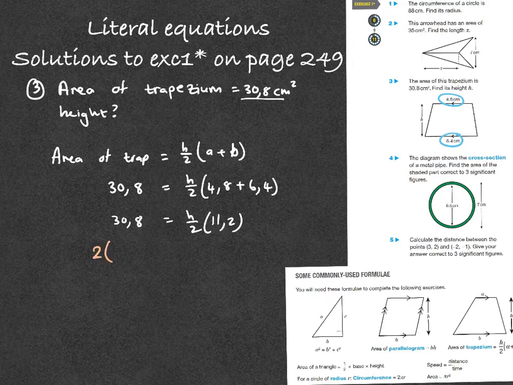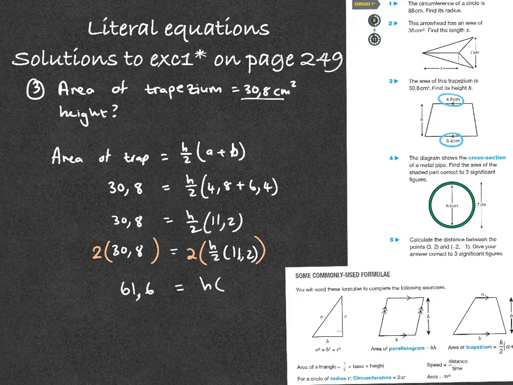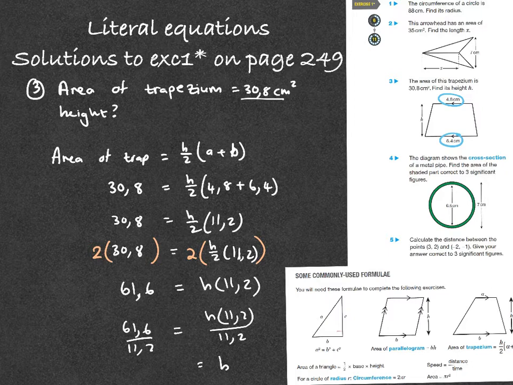Okay, there's this nasty divide by 2 there. So how do you get rid of it? We multiply by 2 on both sides. 2 times 3.8 is equal to 2 times h over 2 times 11.2. So therefore that's 7.6 is equal to h times 11.2. Are you following? So we need to get h alone. So what do we do? We divide by 11.2 on both sides. So 7.6 divided by 11.2. What is that equal to? Therefore h is equal to 0.68.